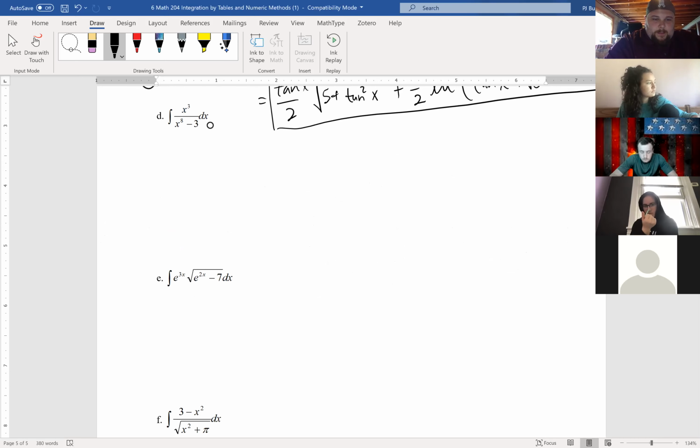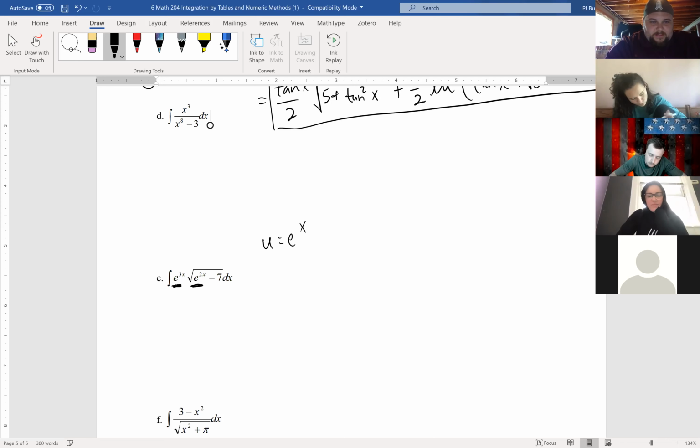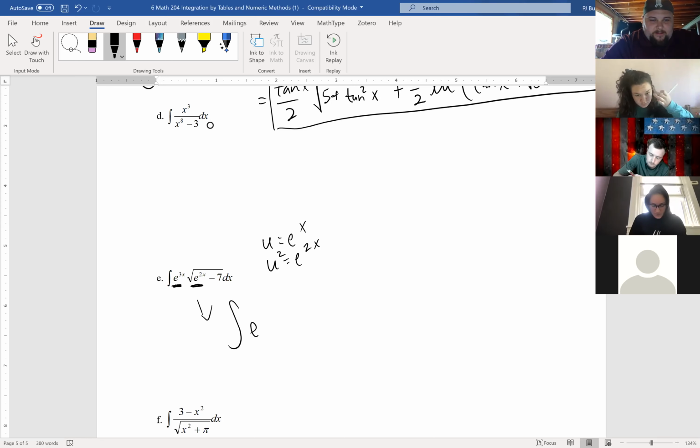So we had another problem earlier where we had E's. And it looked like we let U equal E to the X, which means U squared is E to the 2X. And so I'm going to break that E to the 3X into E to the 2X times E to the X, just like I did in that earlier example.